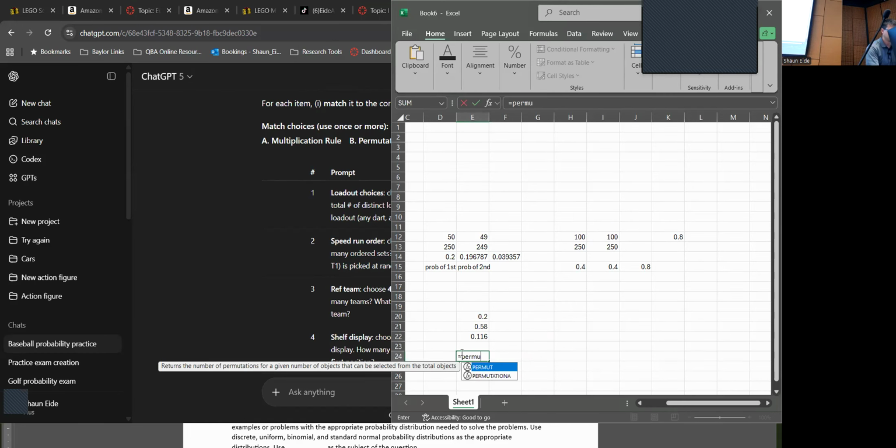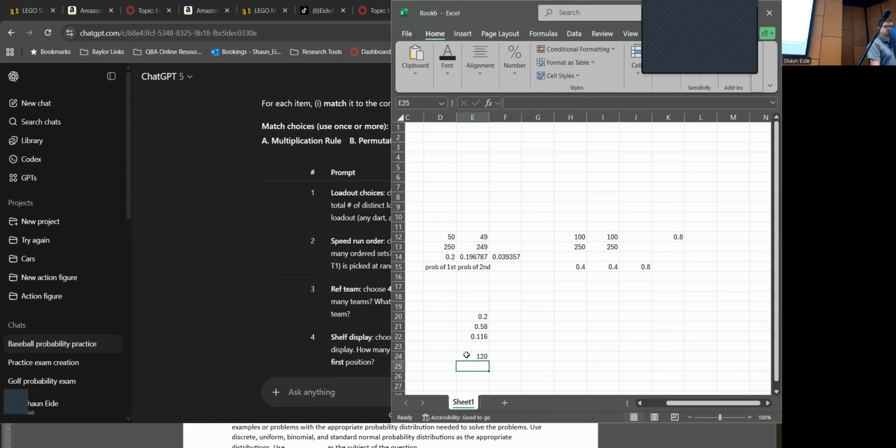Equals permute. Okay, 6, 3. So how many different ways are there to arrange 3 targets out of 6? 120. Okay, what's the probability of you hitting 3 very specific targets in that specific order?